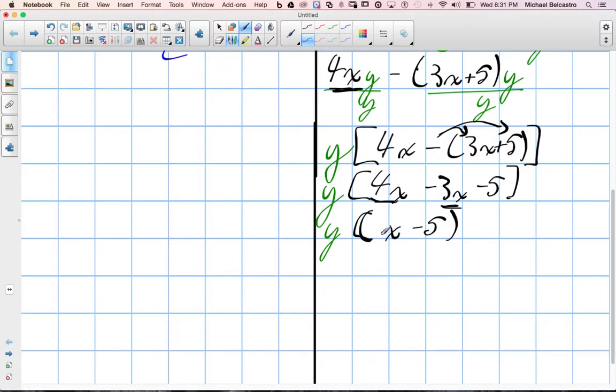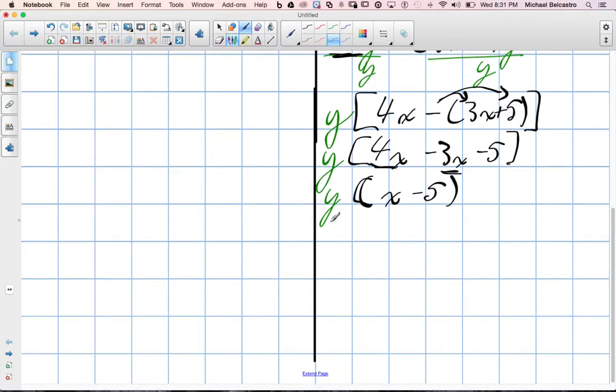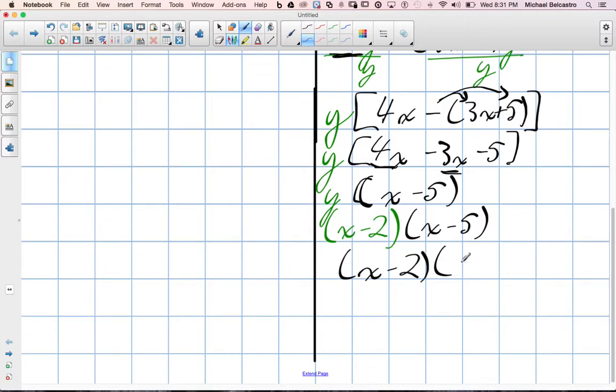It looks good. The only thing is y wasn't what we started with. We originally had x minus 2, so we now need to replace that y with x minus 2 times x minus 5, and we'll write it all in black here, but this would be considered the factored or the common factored form, x minus 2 and then x minus 5.